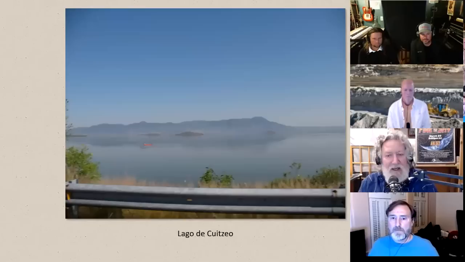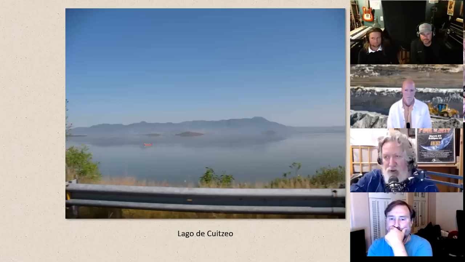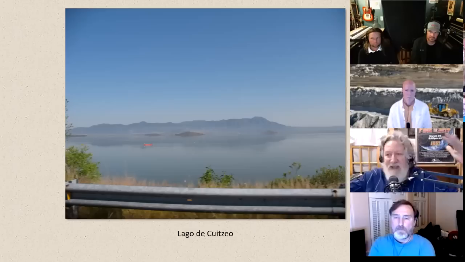So I will do a quick screen share here. We will see some. Here's the lake in central Mexico. Now, the lake itself, nobody's claiming that the lake was produced by the impact. In fact, whatever the origin of the lake, it was already there. So the sediment that accumulates on the bottom of the lake, that's the key here.